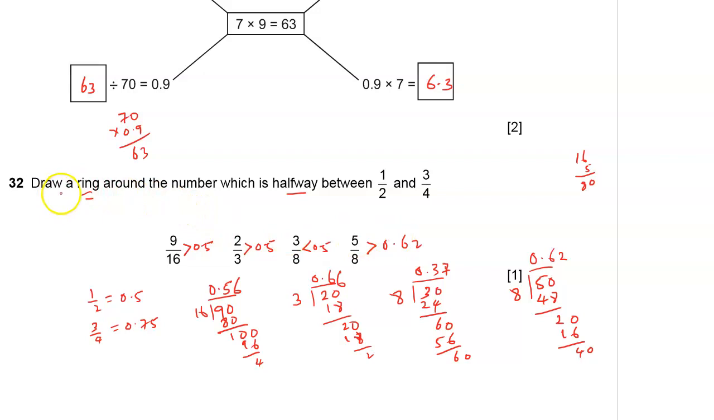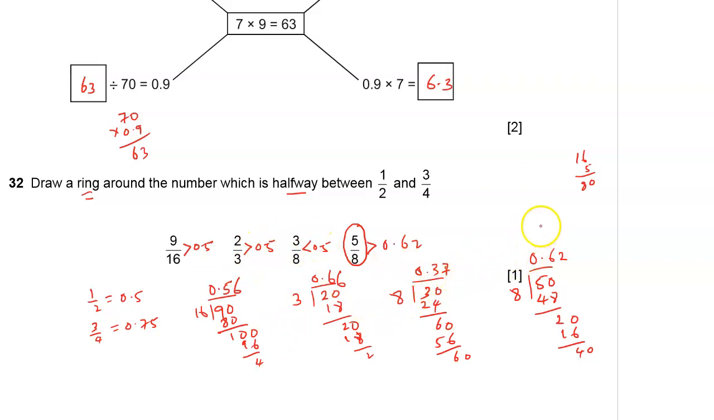0.62. So we are to draw a ring around the number which is half between 0.5 and 0.75, and that number happens to be this one. 0.62 is between 0.5 and 0.75. Of course, these other numbers, these are the numbers 0.56, so on and so forth.